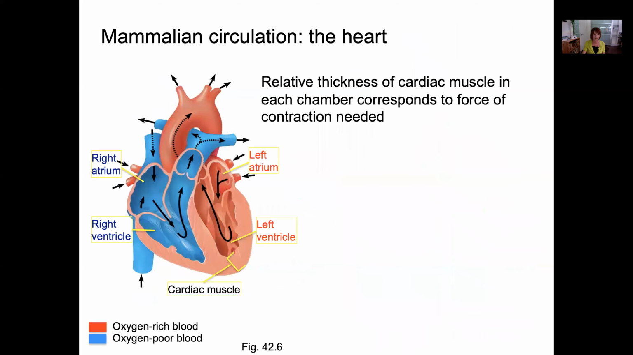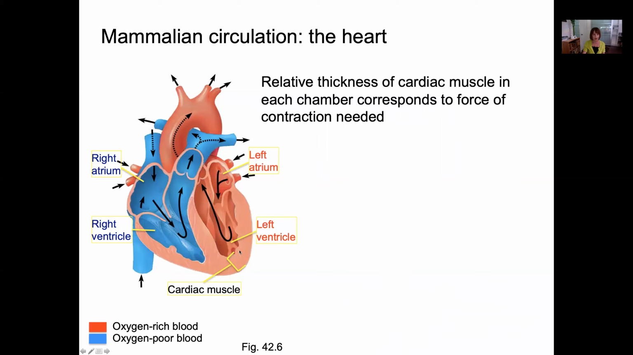Okay. So to take a closer look at the heart, this is a sliced away schematic of a heart. And the purpose of this is to look at the relative muscle thickness in the atria relative to the ventricles. And this stuff is representing cardiac muscle, which, if you remember, is the third type of muscle. There's skeletal muscle, smooth muscle, and cardiac muscle, which is quite unique, and we'll talk about that in a minute.